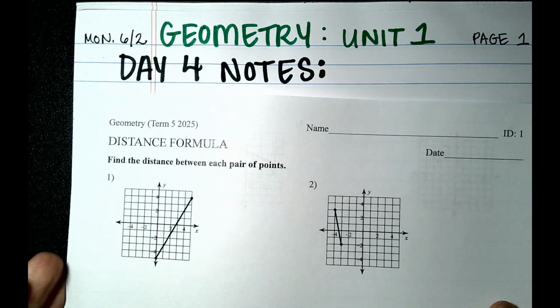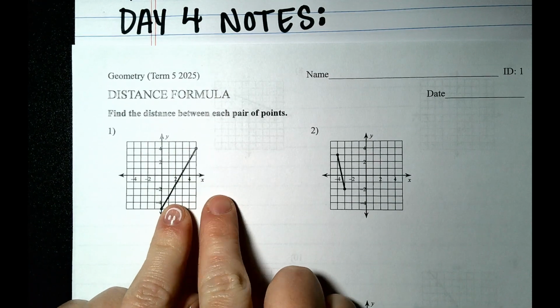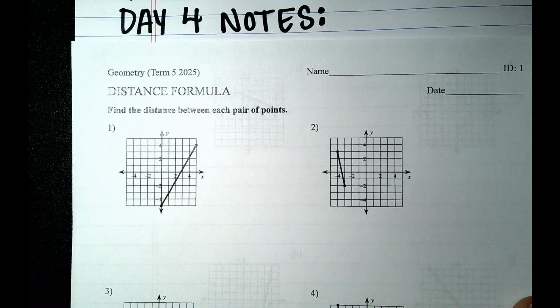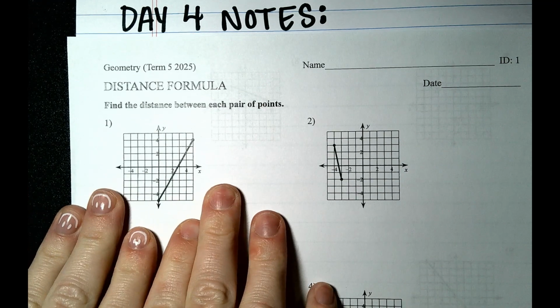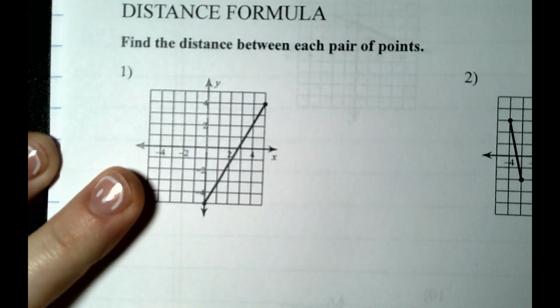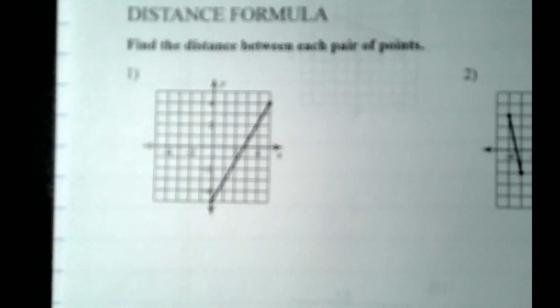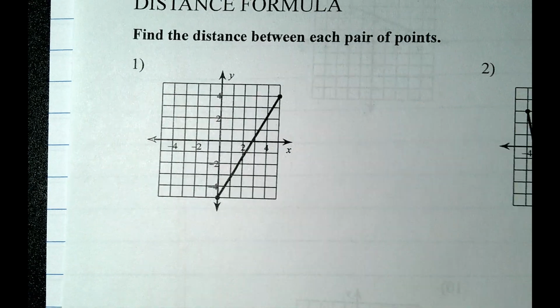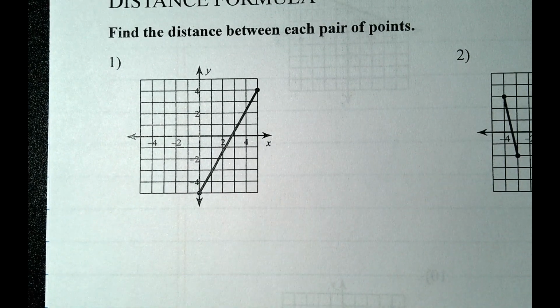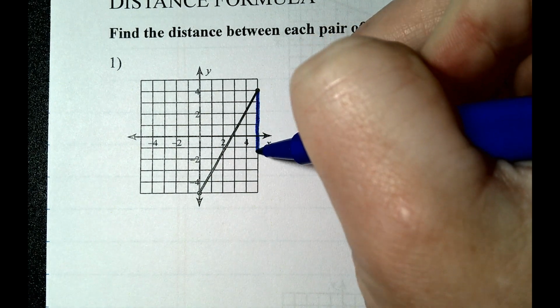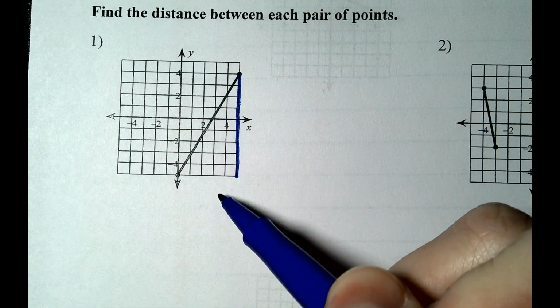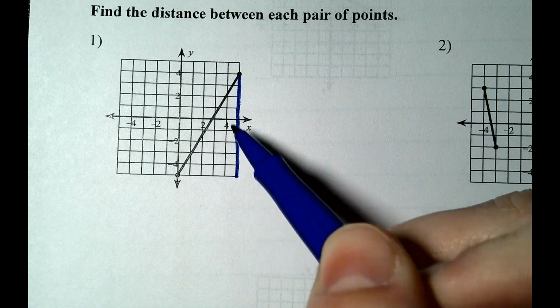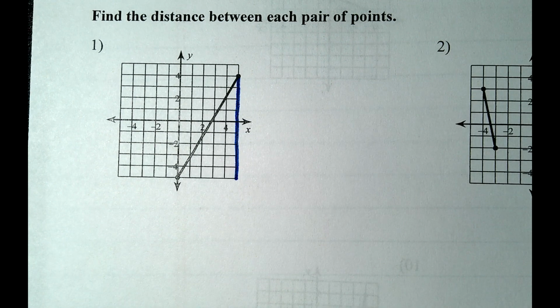So we are going to learn how to find the distance between pairs of points on a graph. Now, if we had lines that were straight up and down, we could find the distance very easily because we could just count the boxes. So on your worksheet here on number 1, let's start by drawing a line straight down from one of the points.